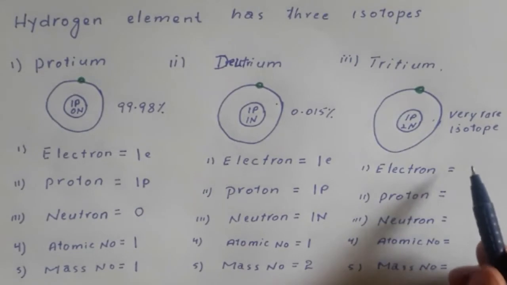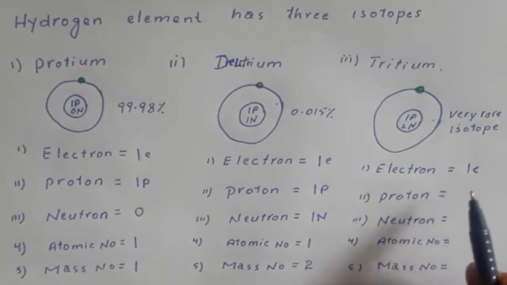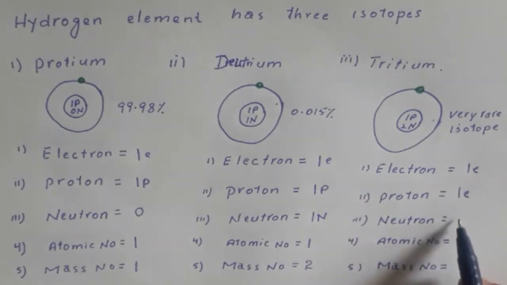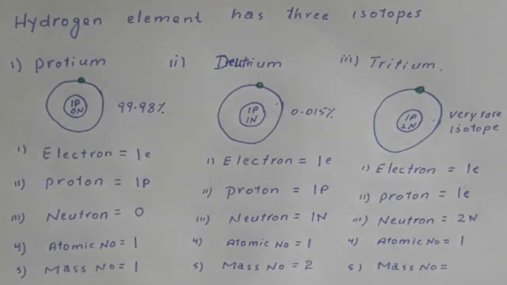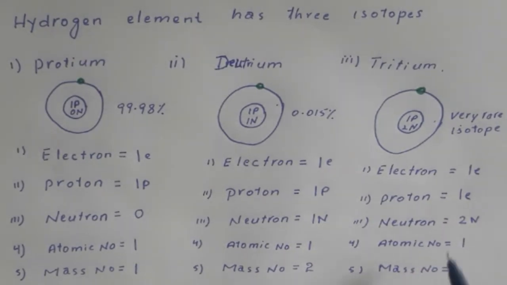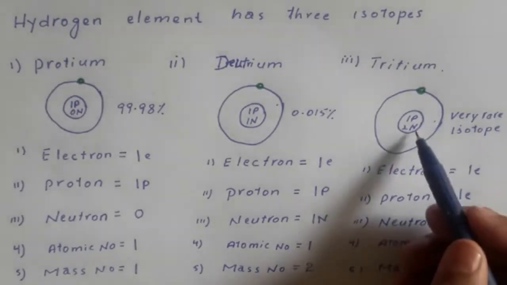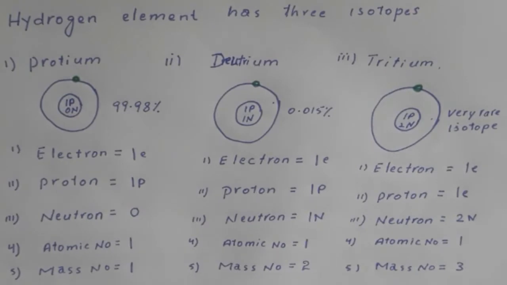Similarly, in case of tritium, it also has 1 electron in the shell, also 1 proton in the nucleus. Neutrons are 2 in case of tritium, 2 neutrons. Similarly, atomic number is the number of protons and electrons, so it's 1. Mass number is the number of neutrons plus protons, so 2 neutrons and 1 proton is equal to 3 mass number.